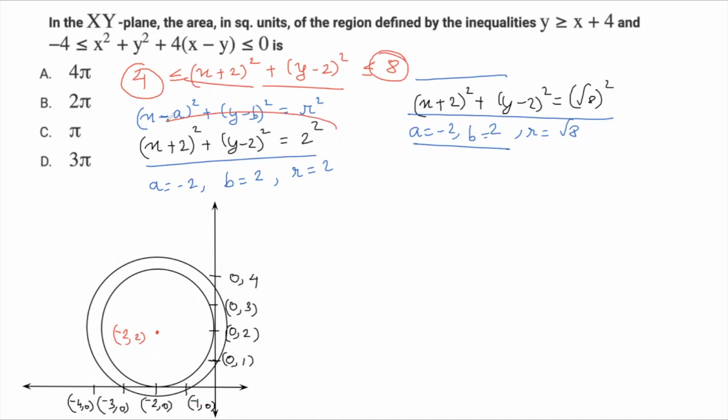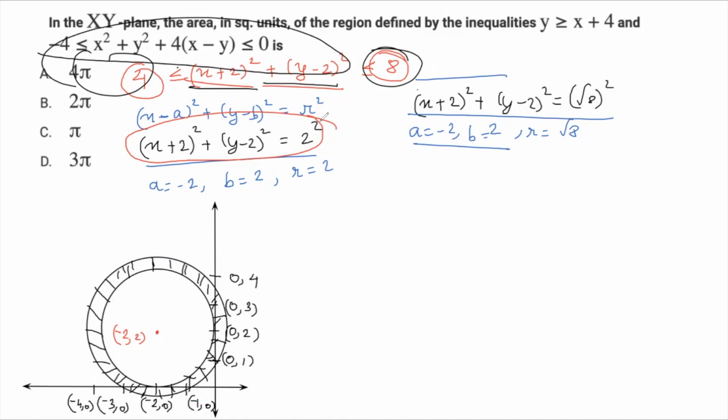Now, the equation (x + 2)² + (y − 2)² = 2² represents the inner circle, and (x + 2)² + (y − 2)² = 8, or (√8)², represents the outer circle. In this question, you simply want (x + 2)² + (y − 2)² to be less than or equal to 8 and greater than or equal to 4. That means you want the region in between the two circles, right? You want it to be in between. So basically, you want the area between the two circles. So right now, this inequality is nothing but the area between the two circles.